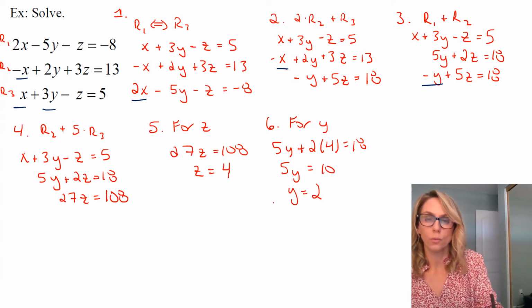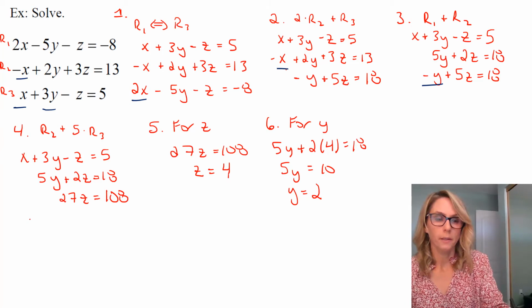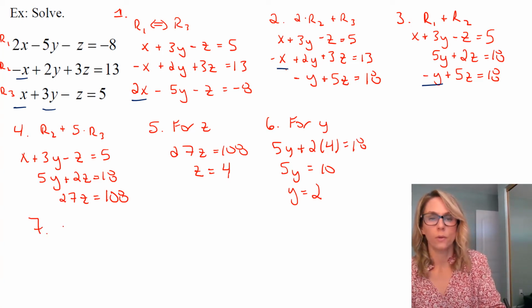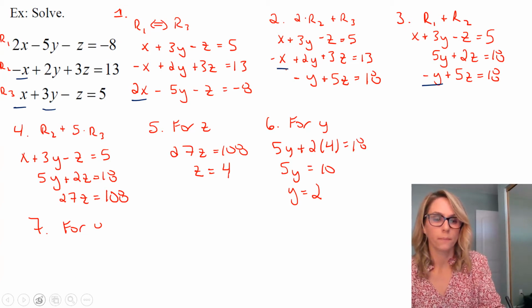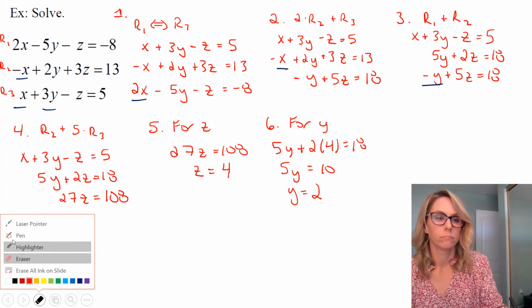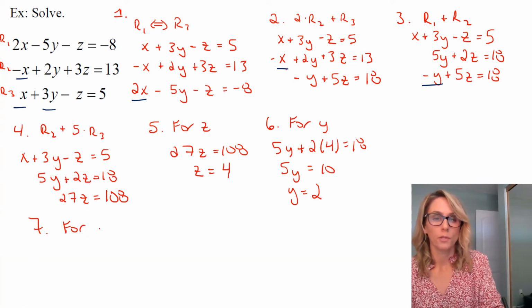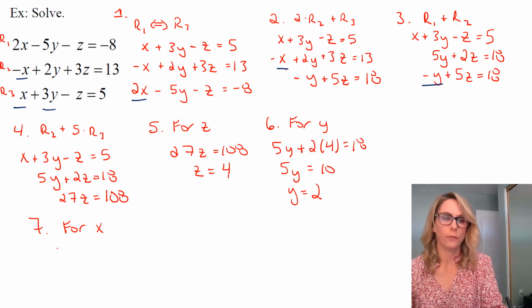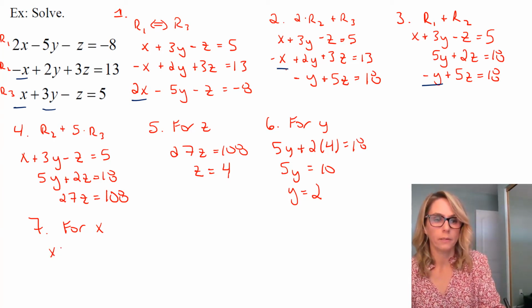y equals 2. And then I'll come down here and do the last step in order to solve for x. So in order to solve for x, we can use that first line that we have there, x plus 3y, y being 2, minus z being 4, equals 5.